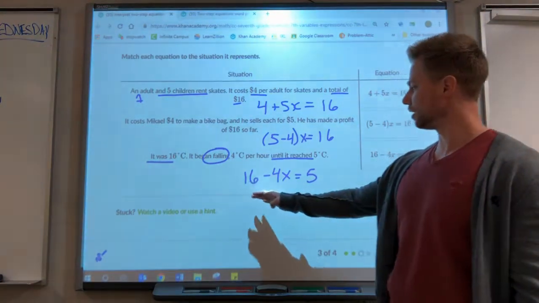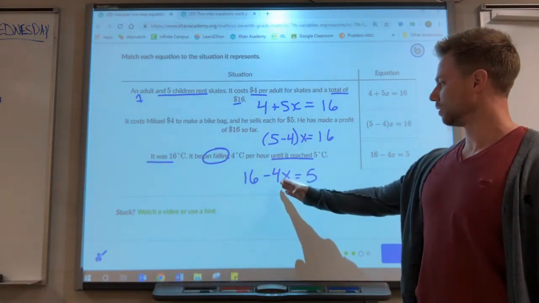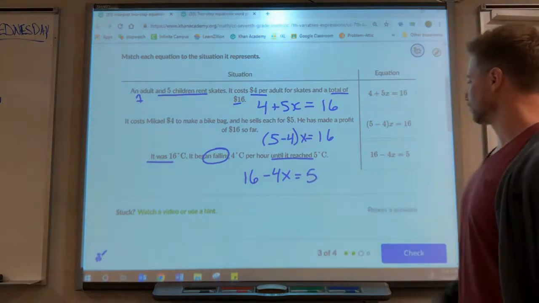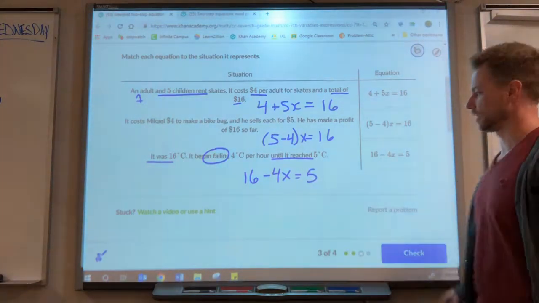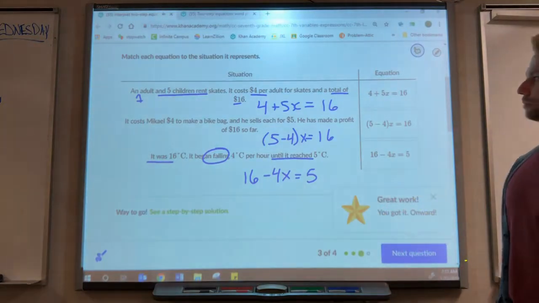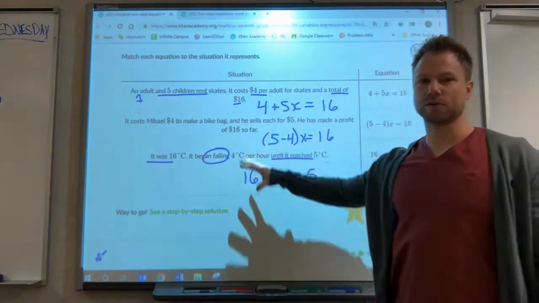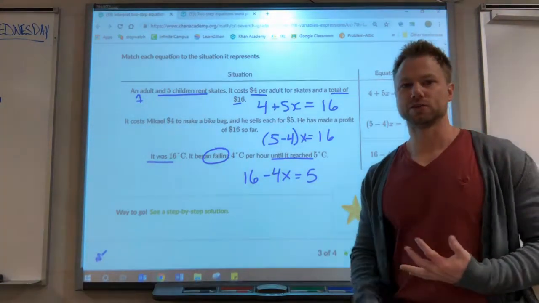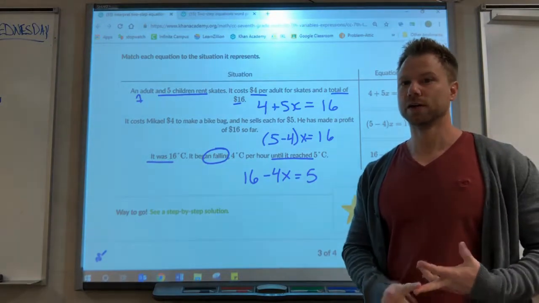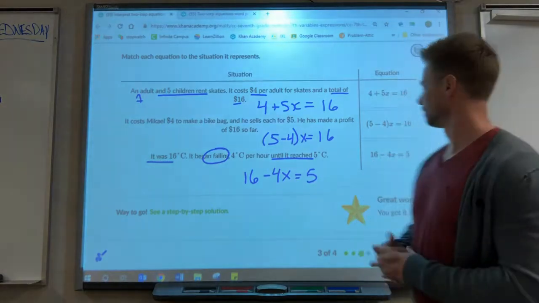We start at 16, we subtract how much it's going down each hour, for the total hours equals 5. So 16 minus 4x equals 5 would be the equation that goes with that last problem. So again, on this link, what we're doing is we're reading the problems, we're looking for keywords, we're trying to find the total, we're trying to find the unknown, trying to set up our equation to see how to solve it.